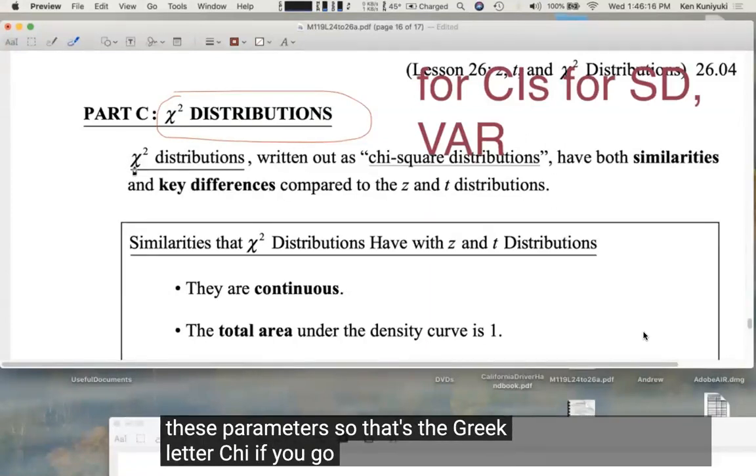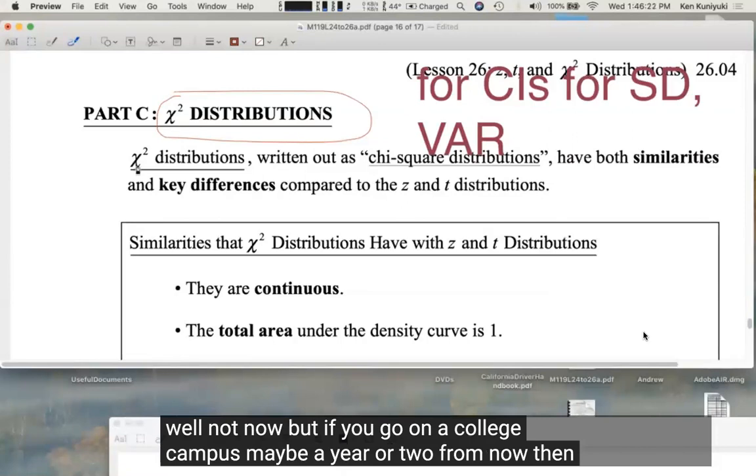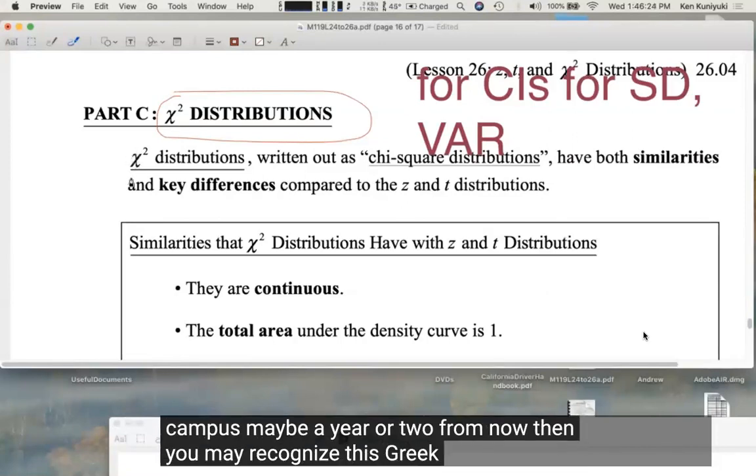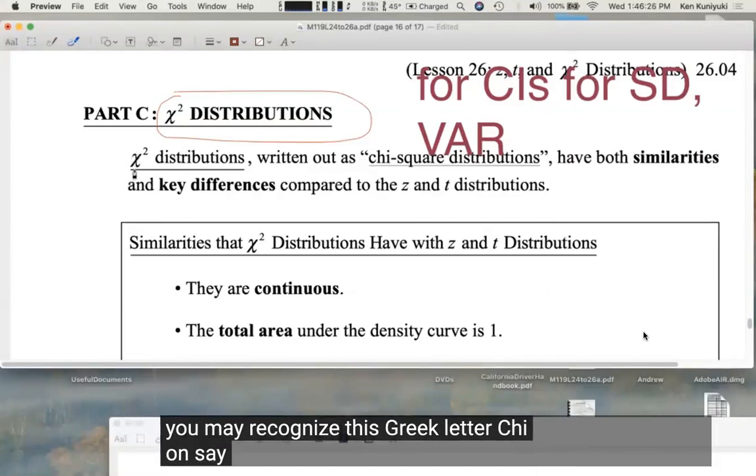So that's the Greek letter chi. If you go on a college campus, well, not now, but maybe a year or two from now, then you may recognize this Greek letter chi on, say, a fraternity. Chi-square distributions.